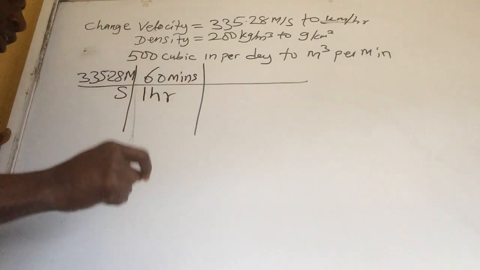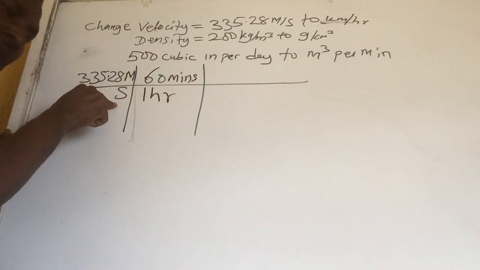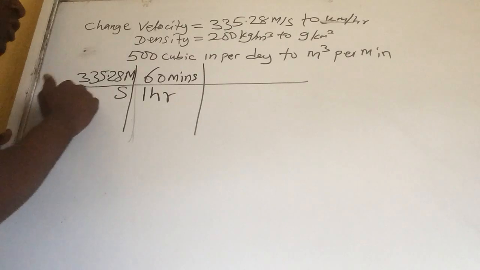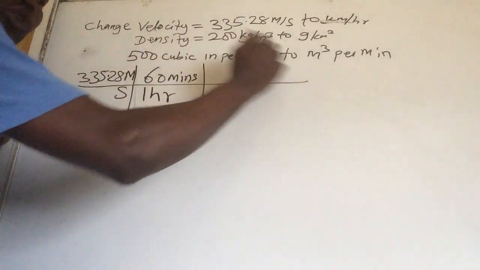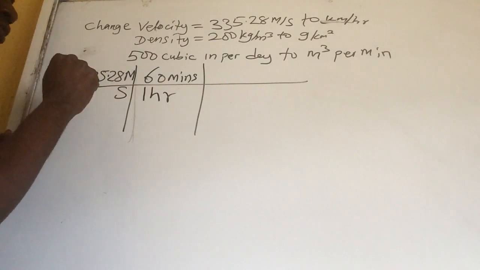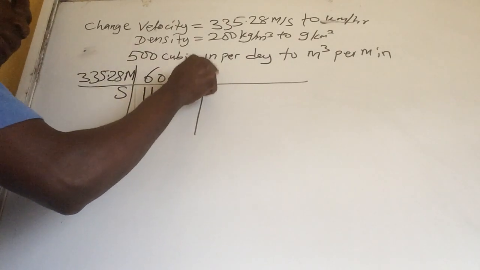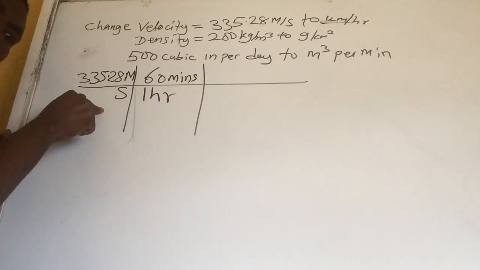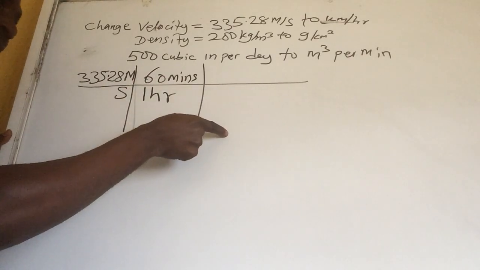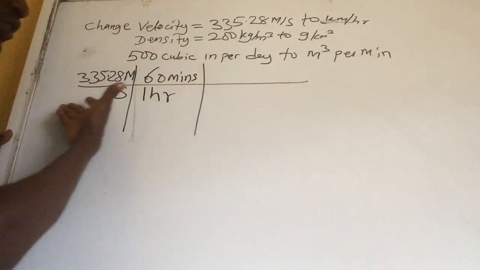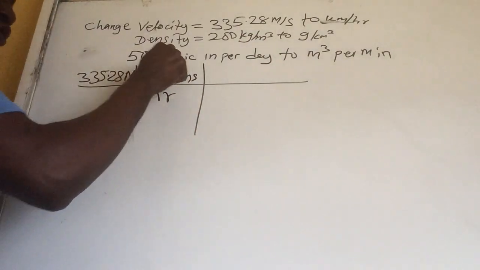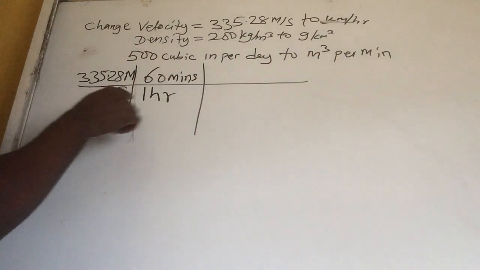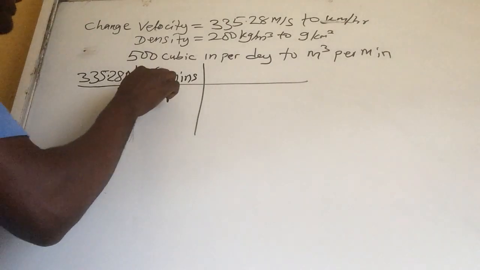In terms of cancelling, you must use the number that is up to cancel the number that is down. You can't cancel down, down. In multiplication, you multiply down, down, up, up. But in cancellation, you use up and down. So now, 1 hour is 60 minutes.